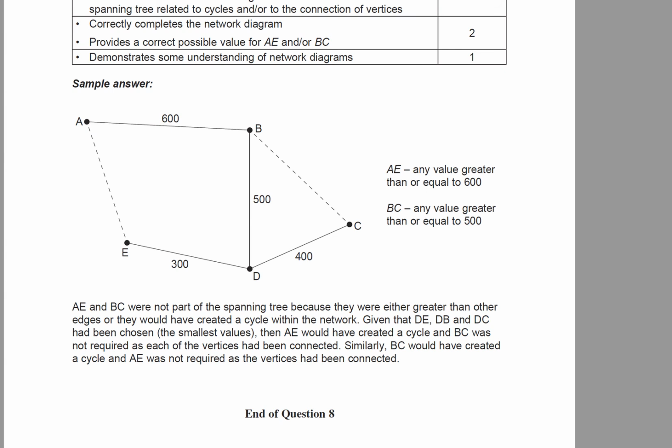Now it tells you here, AE and BC were not part of the spanning tree because they were either greater than the other edges or they would have created a cycle. So you can see if you joined AE, you could make a cycle with the existing one. Then AE would have created a cycle and BC was not required as each of the vertices would have been connected. Or similarly, if BC created a cycle, AE would not be required. So that's the answer you needed there.